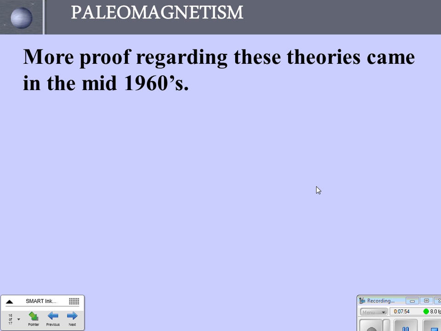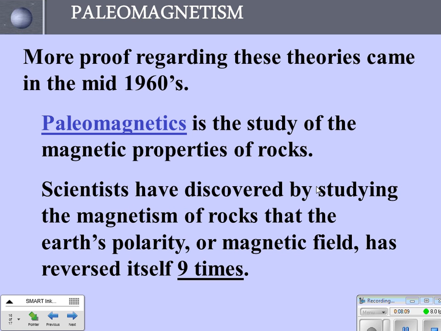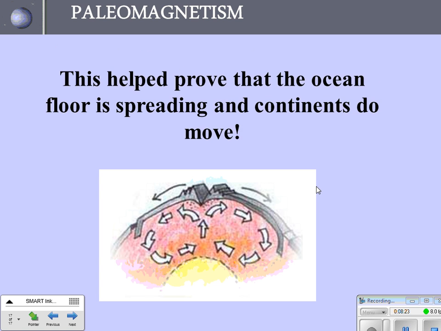Paleomagnetism. More proof regarding these theories came in the mid-1960s. Paleomagnetics is the study of magnetic properties of rocks. Paleo means a long time ago, magnetic. Scientists have discovered by studying the magnetism of rocks that the Earth's polarity or magnetic field has reversed itself 9 times. So of course that happens over thousands of years. This helped prove that the ocean floor is spreading and continents do move.